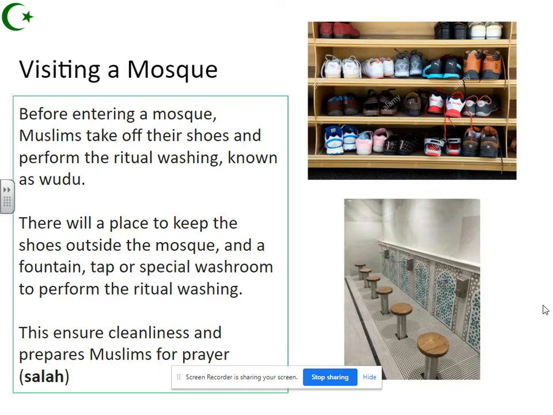There will be a place to keep the shoes outside the mosque and a fountain, tap or special washroom to perform the ritual washing or wudu. This ensures cleanliness and prepares Muslims for prayer or salah.